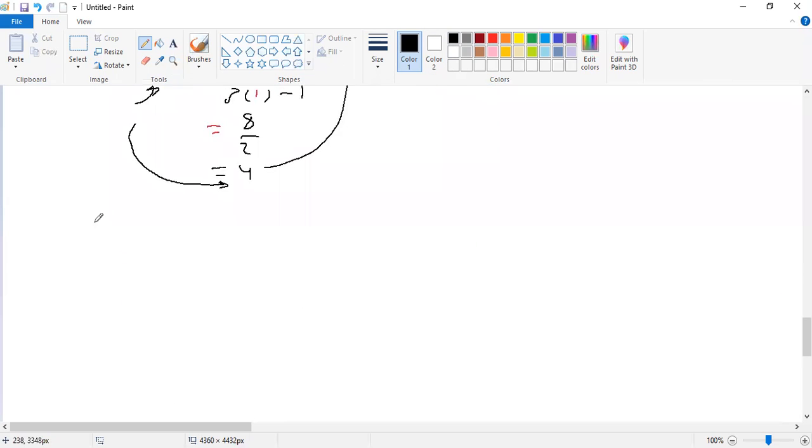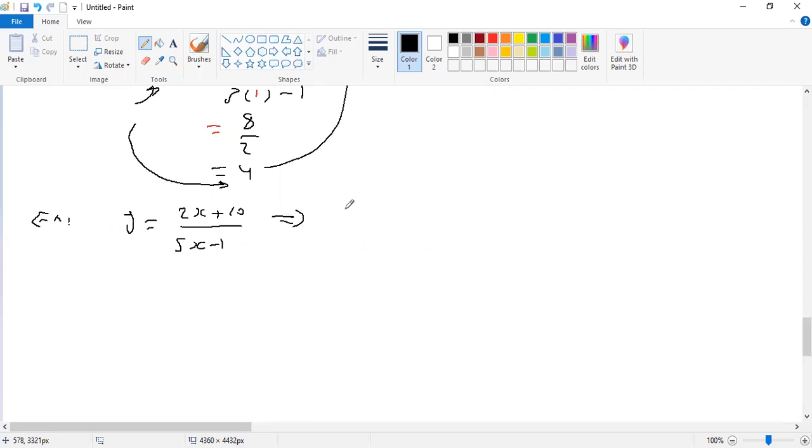Okay, and here we can also write another example. The last example that I have here is y equal to 2x plus 10 over 5x minus 1.